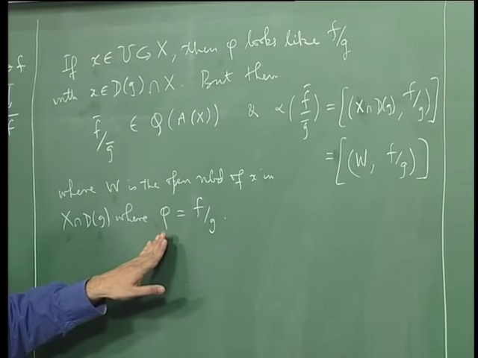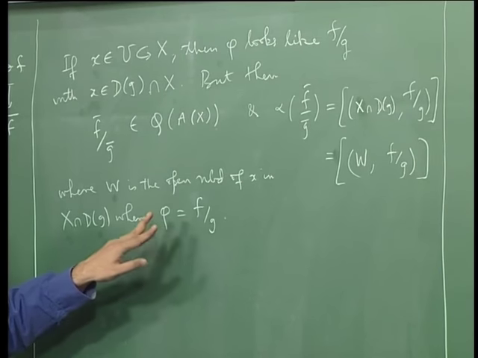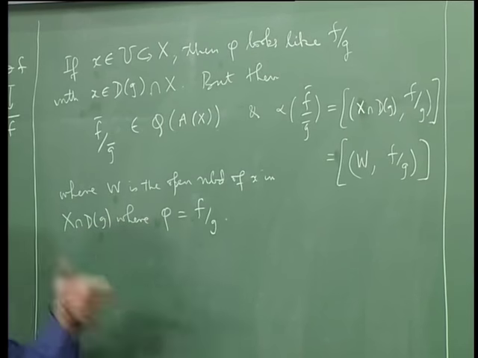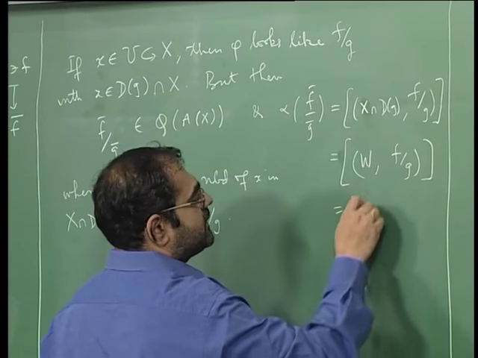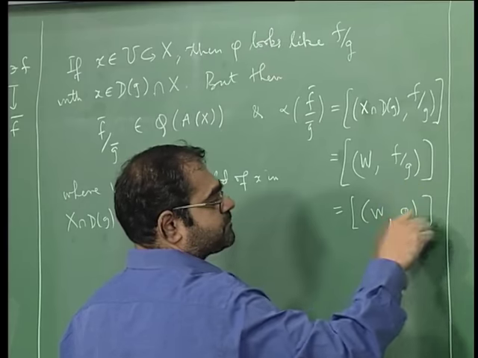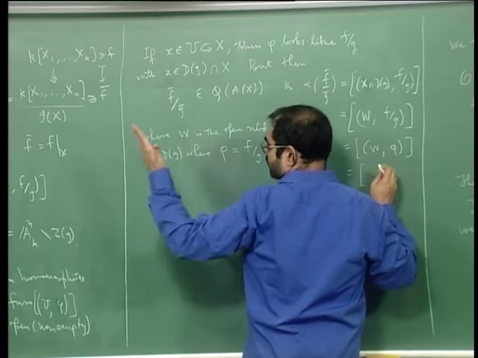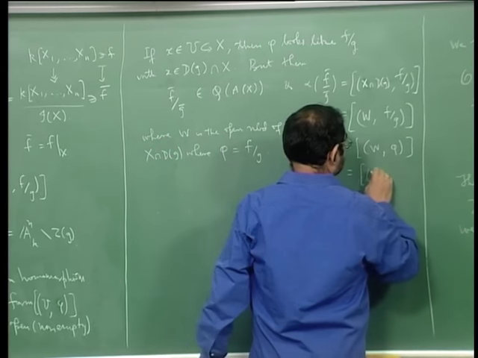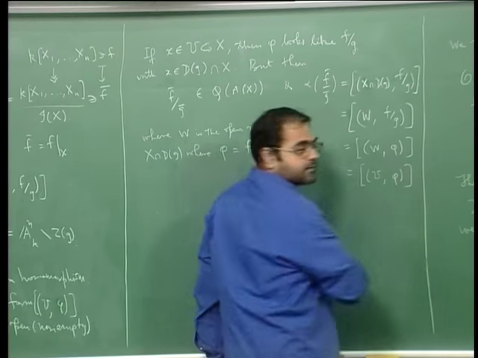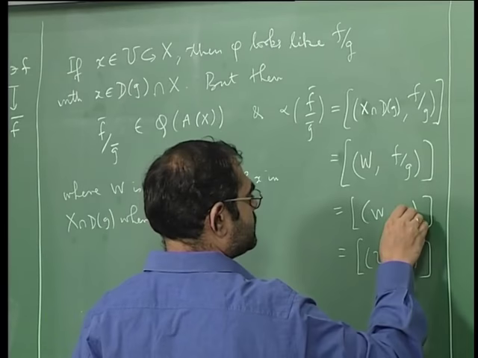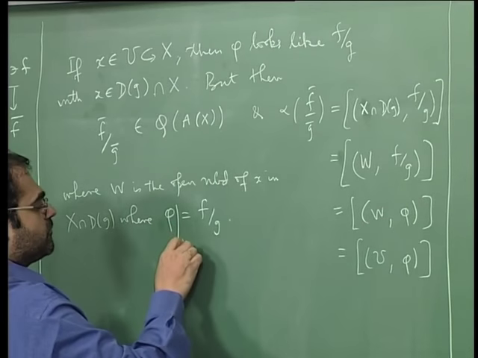That means f by g makes sense on W, phi also makes sense on W, and so this is the same as W comma phi, and that is the same as your U comma phi, because that is the equivalence. This is W comma phi restricted to W, so I should write phi restricted to W.